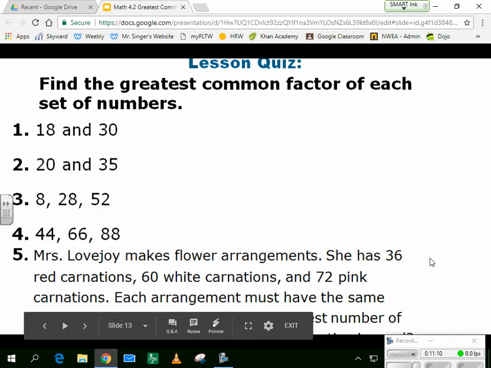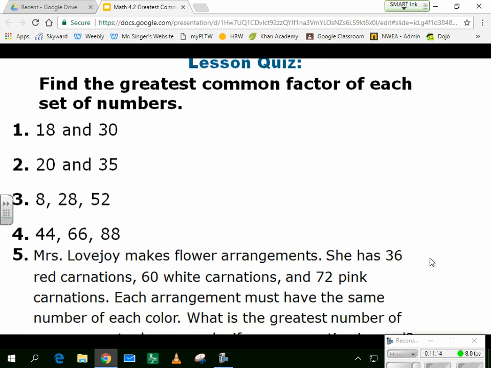And here is your long quiz of 5 questions. Find the greatest common factor of 4 different sets of numbers. You'll see 3 and 4 are both 3 numbers, a little more work. And then Mrs. Lovejoy is making a flower arrangement. She has 36 red carnations, 60 white carnations, and 72 pink. So what's the greatest number of arrangements that she can make? That's what's missing at the bottom.